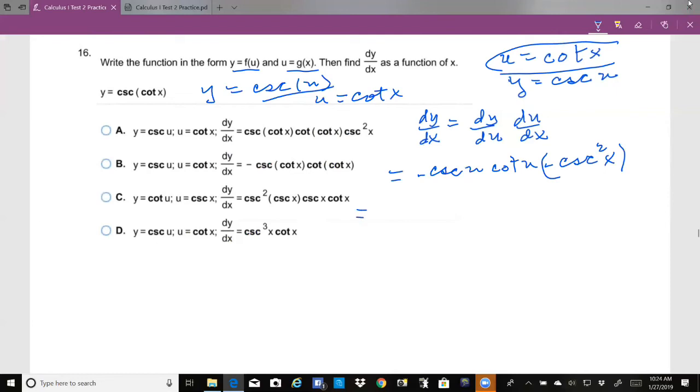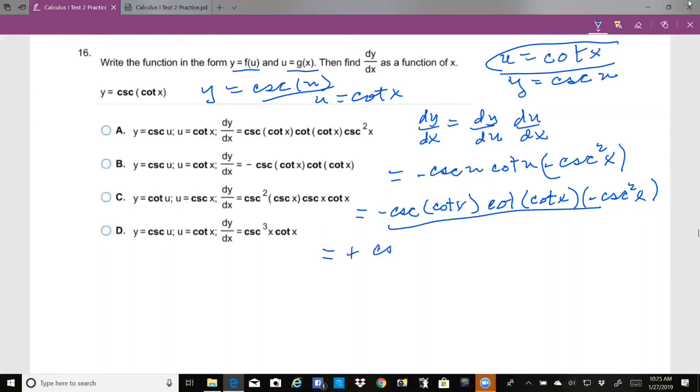And now we need to replace u with what it is, which is cotangent of x, and we get minus cosecant of u, which is cotangent of x, times cotangent of u, which is cotangent of x, times minus cosecant squared of x. Notice that the product of the two negatives cancels out, and we get plus cosecant of cotangent of x times cotangent of x times cosecant squared of x, which is answer A.